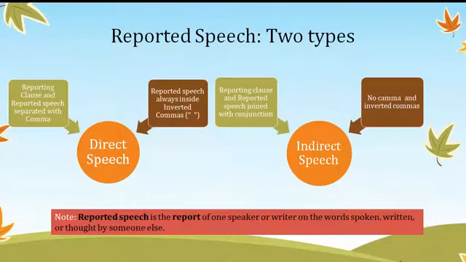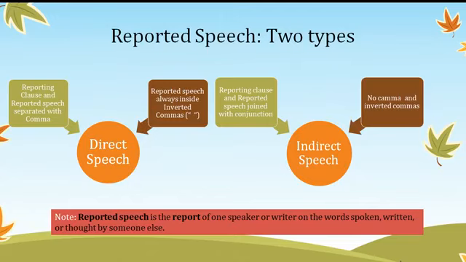There are two types of reported speech: direct speech and indirect speech. In direct speech, there must be two things, I already said to you. Indirect speech also has two things. How do you know direct speech? The reporting clause and reported speech are separated with a comma. The reported speech is always inside the inverted commas.